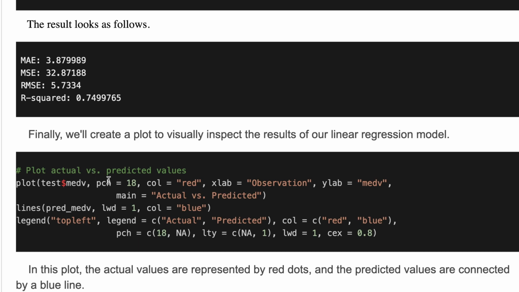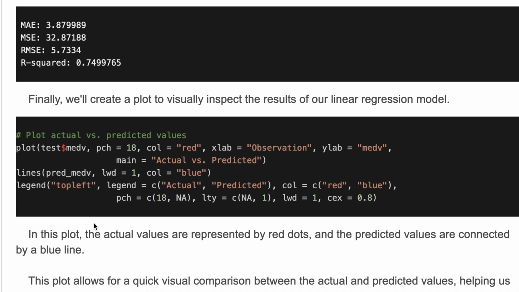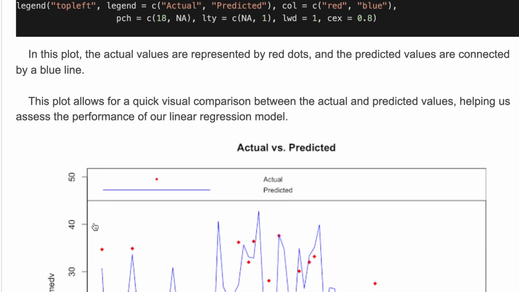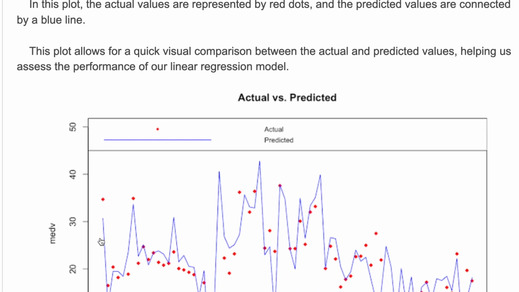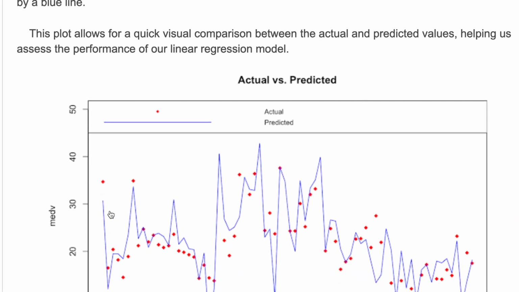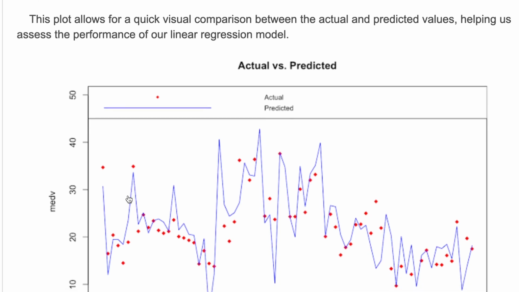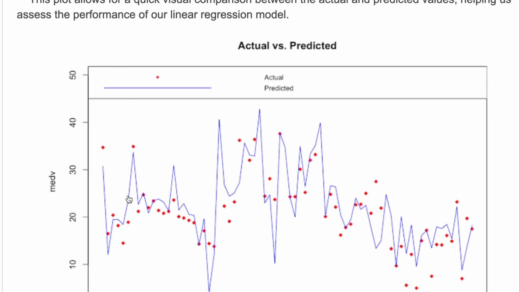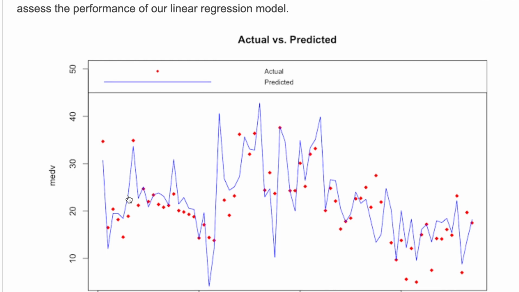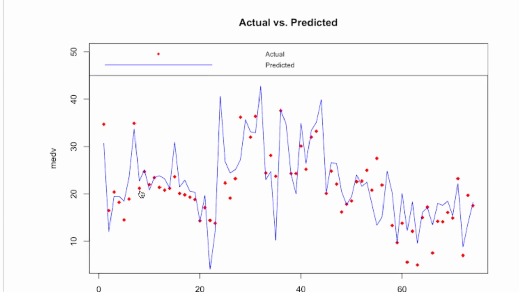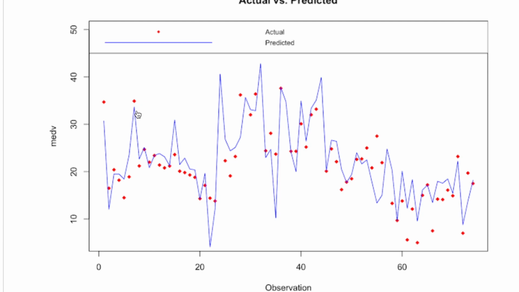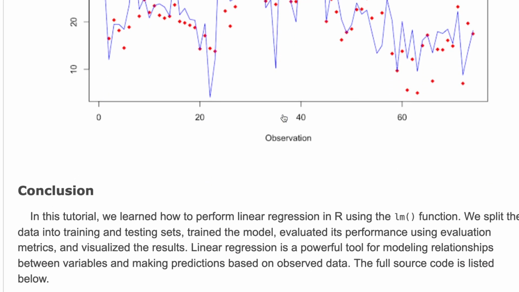Then we'll create a plot to visually inspect the results of our linear regression model. Here we use actual and predicted values. Here is the test data, which is actual data, and this is predicted data. Here is the result. This plot allows us a quick visual comparison between the actual and predicted values, and helps us to assess the performance of the linear regression model. The red dots are actual data, and this blue line is the predicted one.